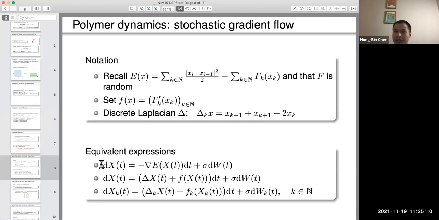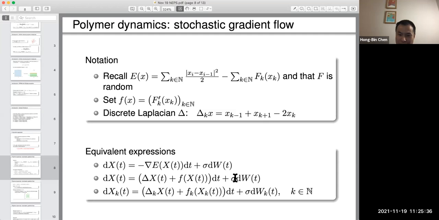The first is expressing a gradient flow fashion, so the gradient is given by the gradient of this energy. If you write out everything, then you can find that the first term can be rewritten as a perturbed version of the discrete heat equation.